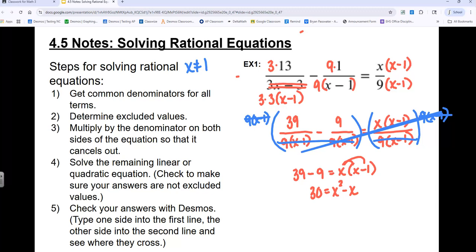Okay, so when I solve a quadratic equation, I want to move everything to one side. So I'm going to take this 30 over here. All right, so I got 0 equals x squared minus x minus 30. And then what do I do to solve that? X method. So I'm multiplying to get negative 30. I'm adding to get negative 1. What numbers would work for that?